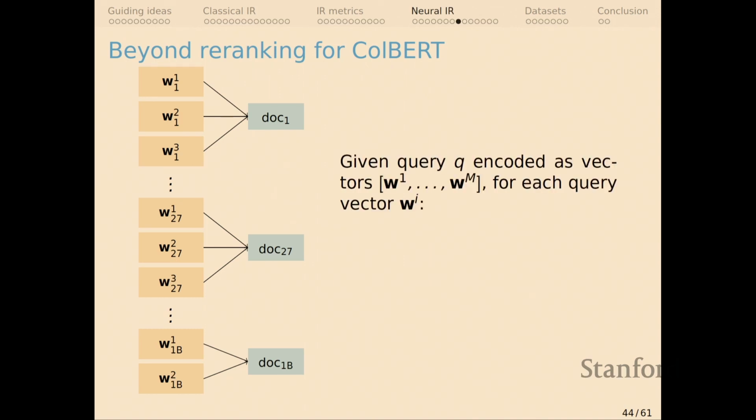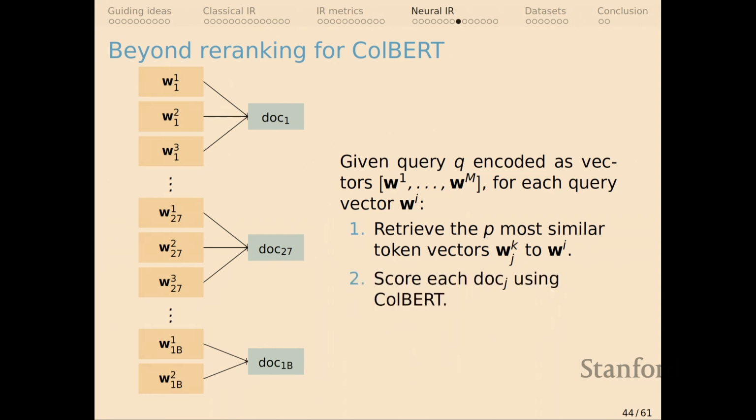For a query that we have encoded as a set of vectors using ColBERT, we take each query vector, w_i, and we retrieve the p most similar token vectors from this huge list that are similar to our target. And that doesn't require the full ColBERT model. That could just be a similarity calculation. And you can do those really fast. People have really optimized that. And then you get all the documents associated with this small set of vectors that you found, and you score them. So again, the name of the game is to use ColBERT only very sparingly in a final stage because it is so expensive.